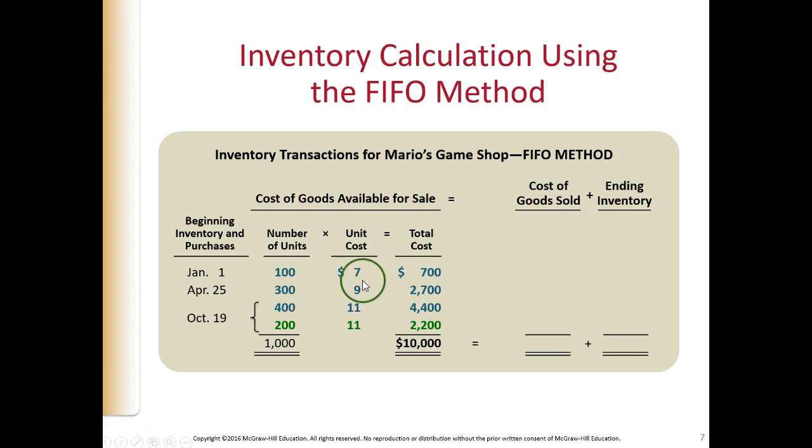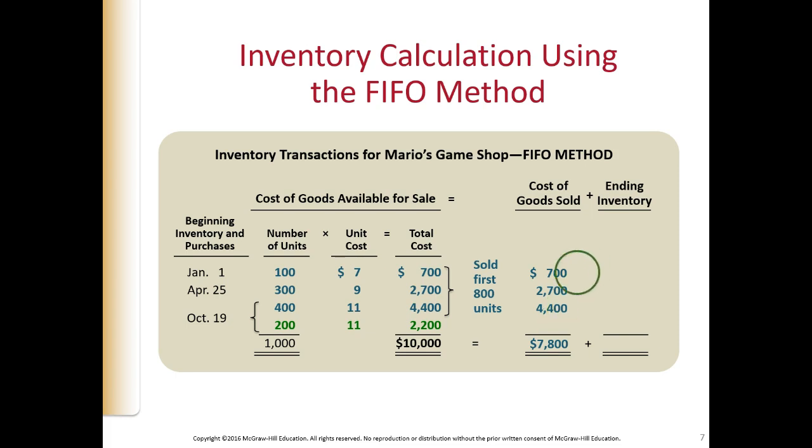Now let's extend the numbers out, and so cost of goods sold will be the beginning inventory units. We sold all those. We sold all the April 25th units, cost $2,700. And then we sold 400 of the October 19th units that cost $11 each, or $4,400. That comes over here. So our total cost of goods sold is $7,800.